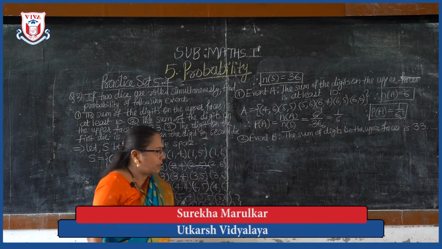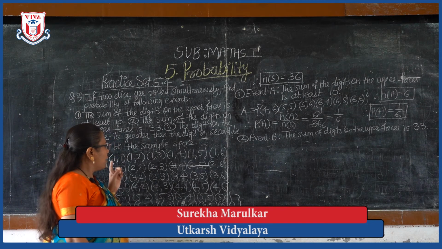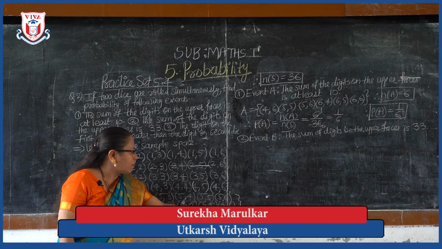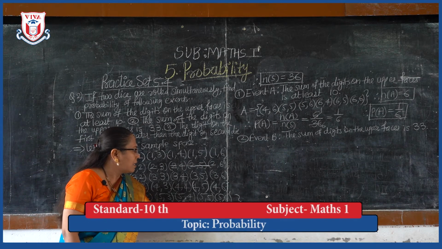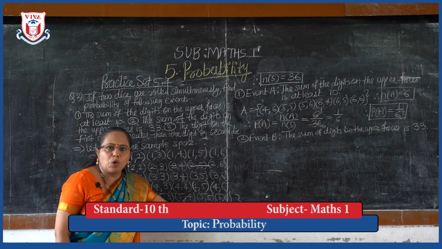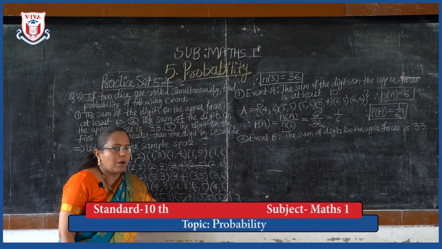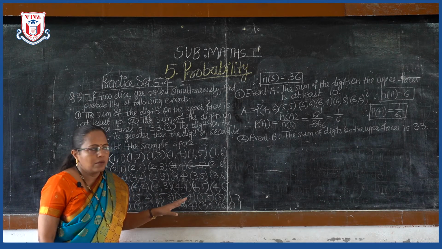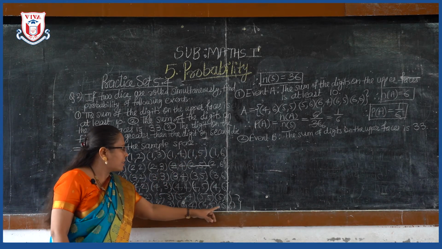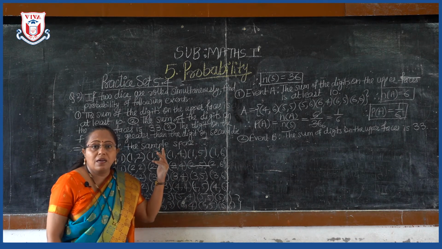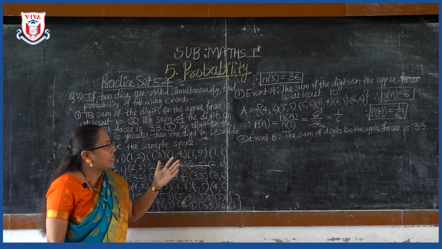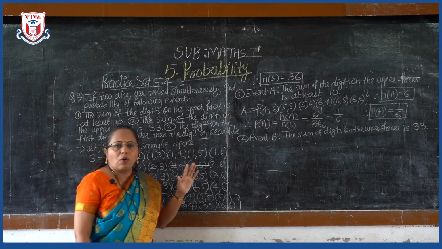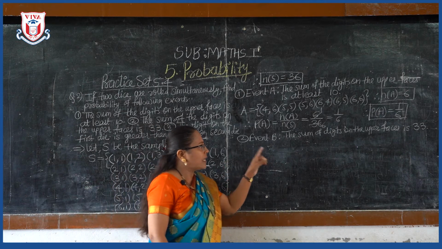Now students, observe the sample space. Here the highest result is 6 6 and the sum of digits on these upper faces is 6 plus 6, 12. So the sum of the digits on upper faces is not more than 12 here. So here we want 33, but here you will not get the sum more than 12. So this event is not possible. We are not getting any result for this event.